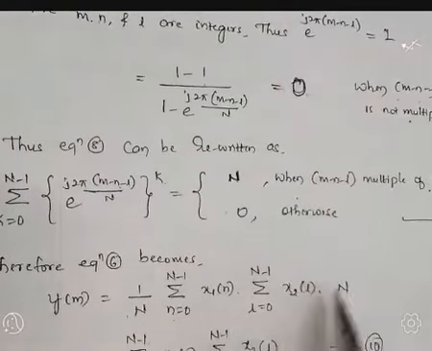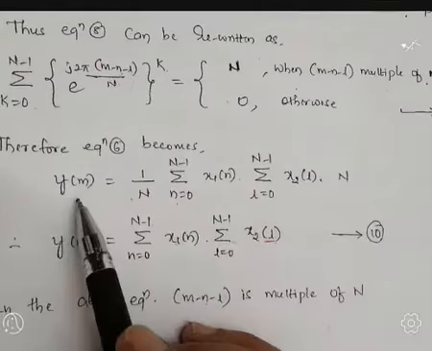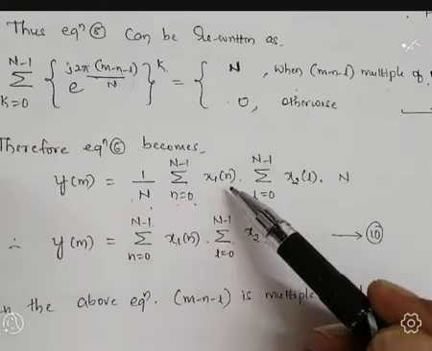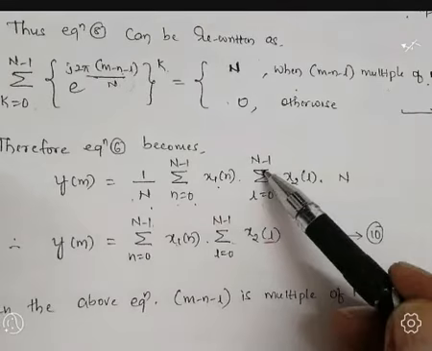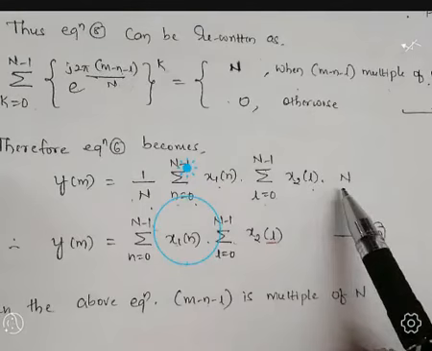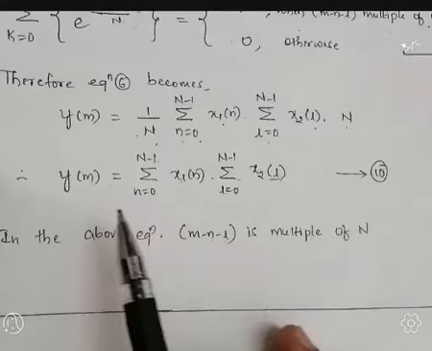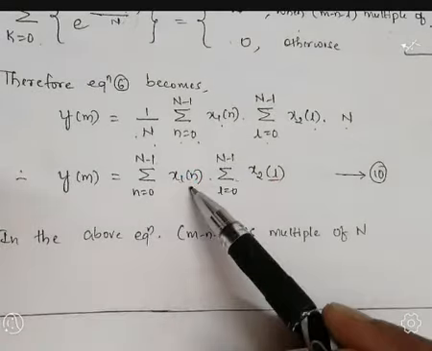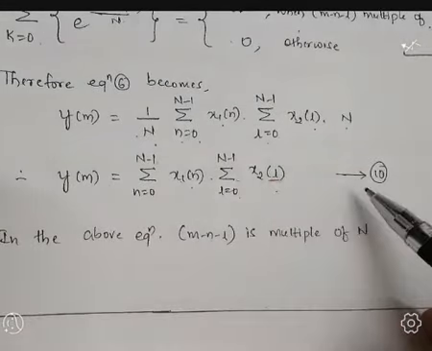So after this simplification, substituting, we can write y of m equal to 1 divided by N, summation over the limits n equal to 0 to N minus 1 of x1 of n, summation over the limits l equal to 0 to N minus 1 of x2 of l. So this part is simplified, that is, we are going to write it as N. So this N and this N cancel, so what is left? y of m equals summation n equal to 0 to N minus 1 of x1 of n multiplied by summation over the limits l equal to 0 to N minus 1 of x2 of l. Write it as equation 10.